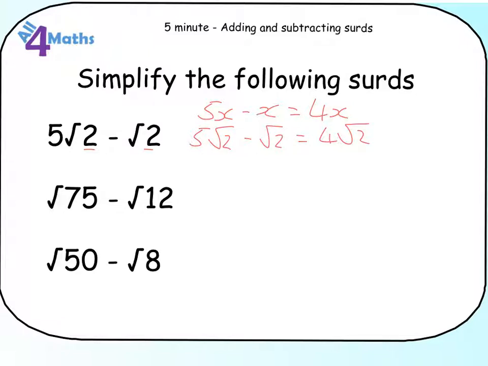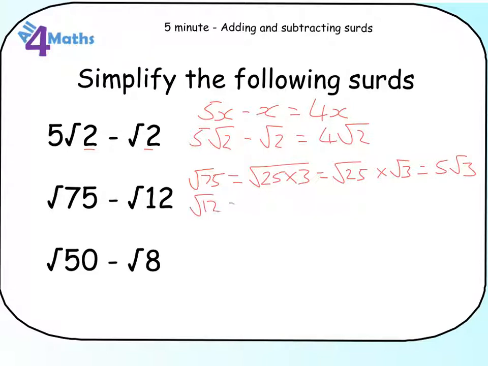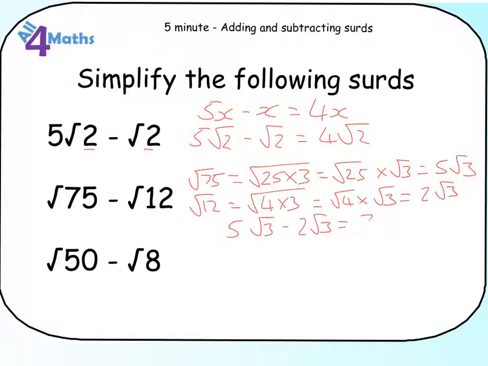Second example is one that we're going to have to simplify first. So root 75 is equal to the square root of 25 times by 3, which is root 25 times by root 3, which is 5 root 3. Root 12 is the same as the square root of 4 times by 3, which is the same as the square root of 4 times by the square root of 3, which is 2 root 3. So we can now do 5 root 3 take away 2 root 3, which is just 3 root 3.